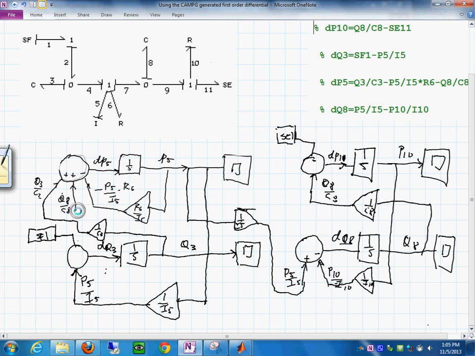We only need this last one. It's from q sub 8. So how could we do this? We just need to find a nice way to bring that signal over here. Let's try to see if we can draw it over here. 1 over c sub 8, and that is going to join this right there. And that completes the block diagram for all 4 equations.